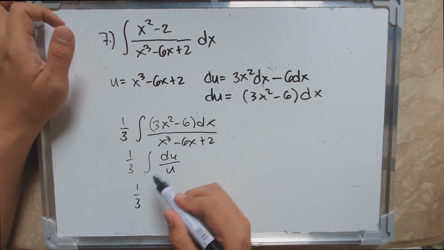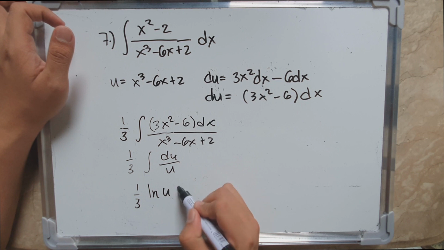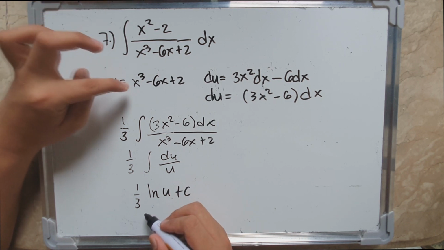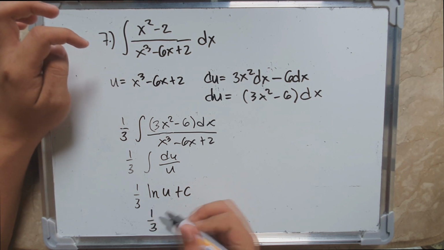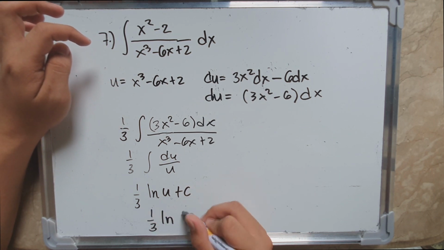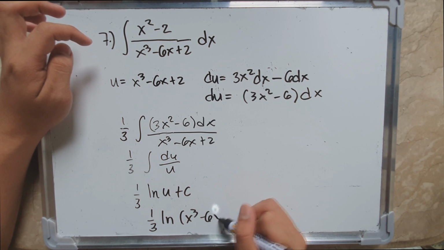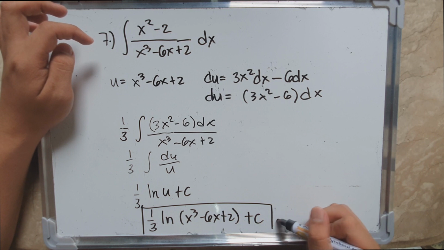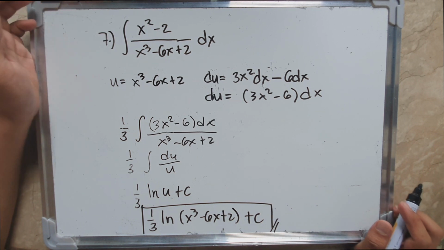So 1/3 ln of u plus c. What is our u? So now we have the final answer: 1/3 ln of x cubed minus 6x plus 2, plus c. That will be our final answer.